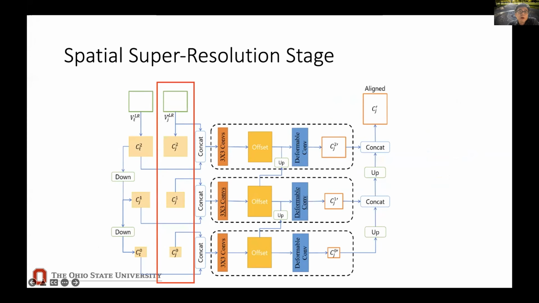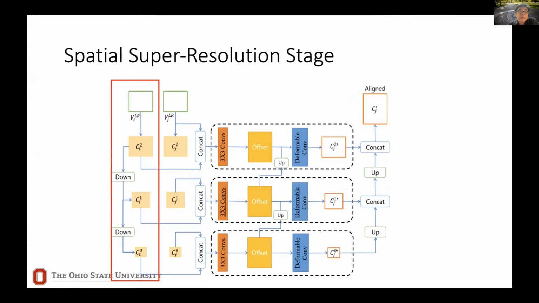This VJLR is a time step you're trying to bring up to high resolution. So that is what super resolution is going to do. However, we are going to look at the neighboring frames. I only draw one frame, but you can see all the neighbor frames. You want to combine the feature maps together before you do super resolution for time step J.